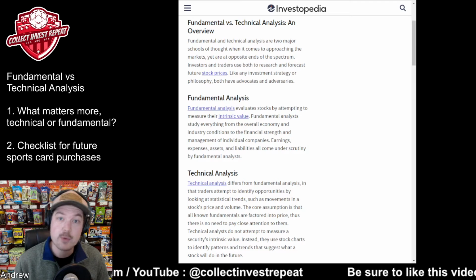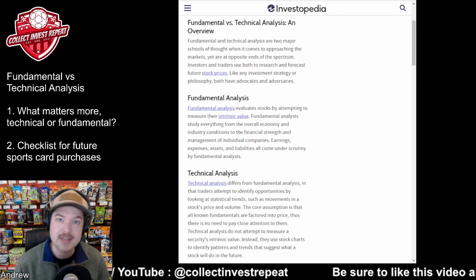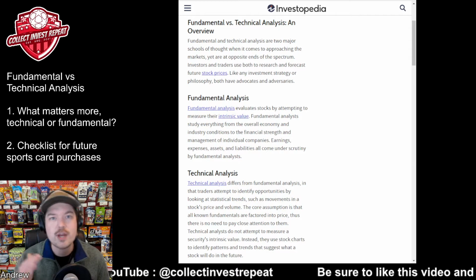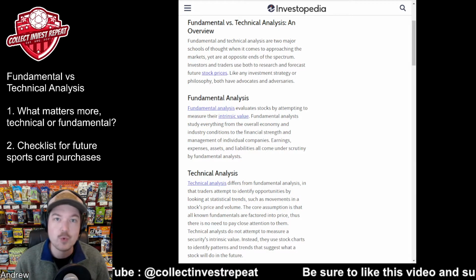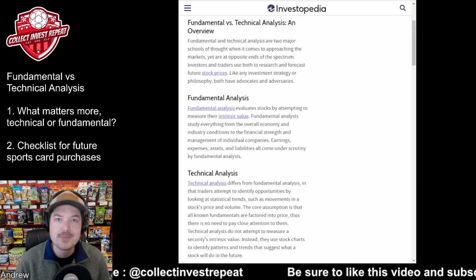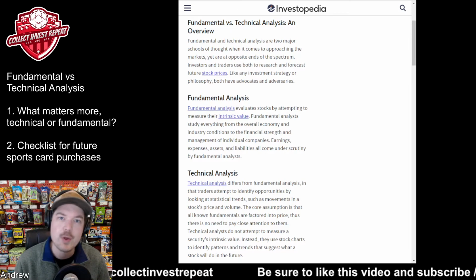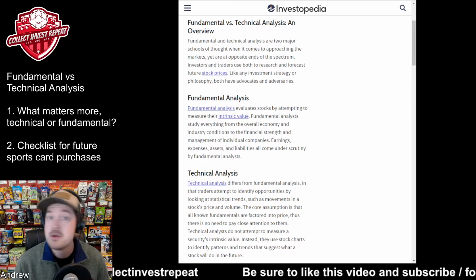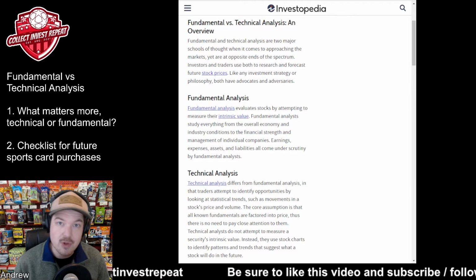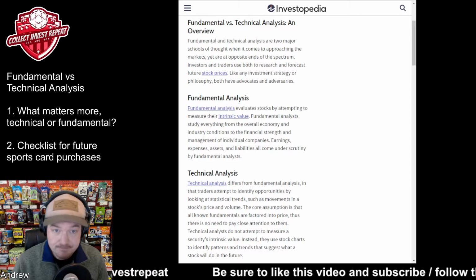And we're going to talk about which one matters more, fundamental versus technical, as well as a little checklist for when you're buying sports cards that I think will really help you not jump the gun on making some kind of questionable decisions and hopefully keep you profitable, whether you're simply collecting or trying to flip or investing for the long term. So let's dive straight into it.